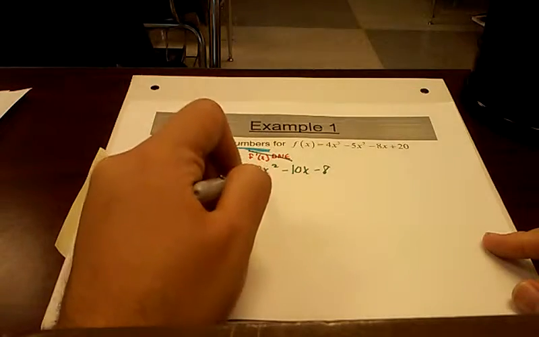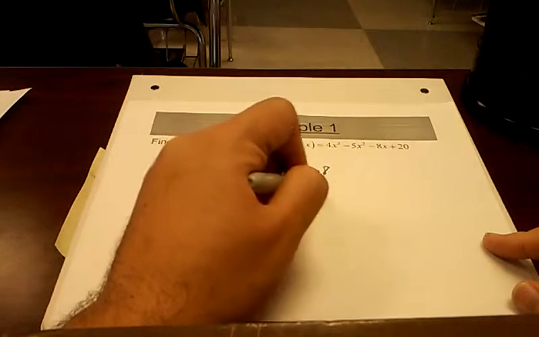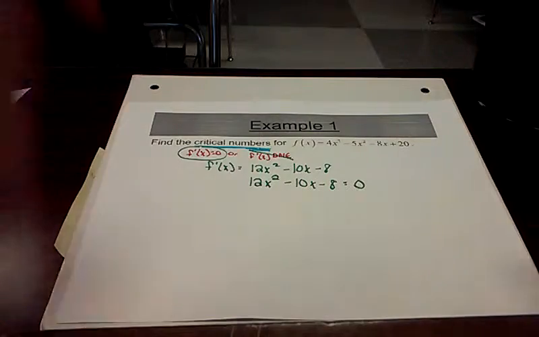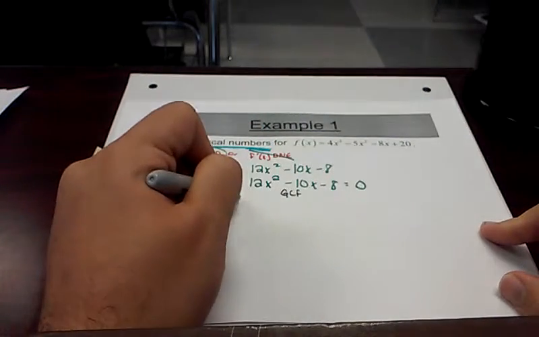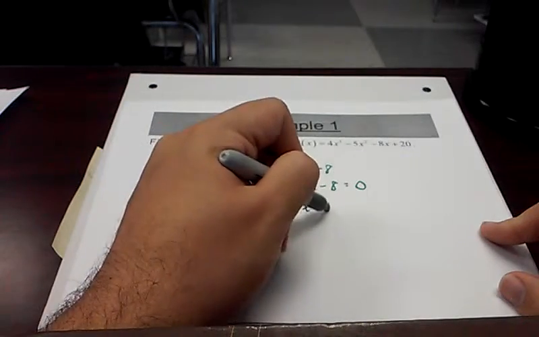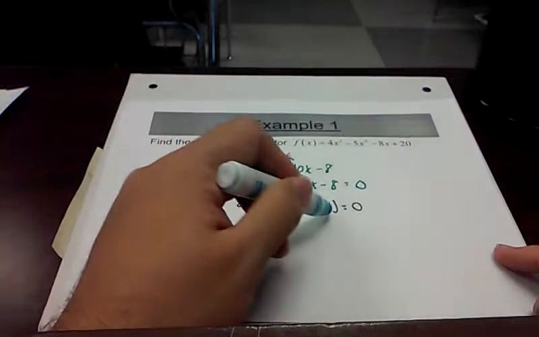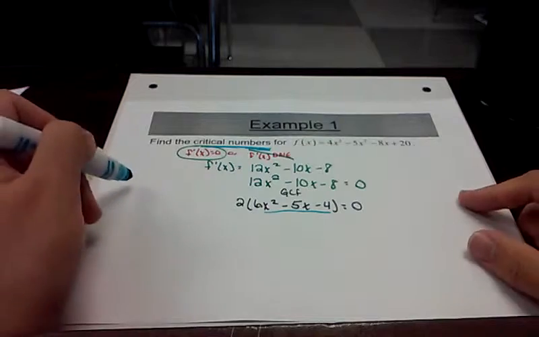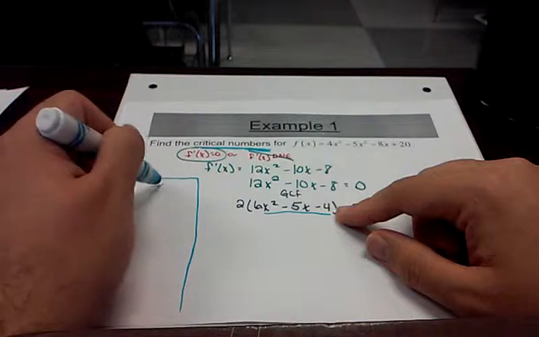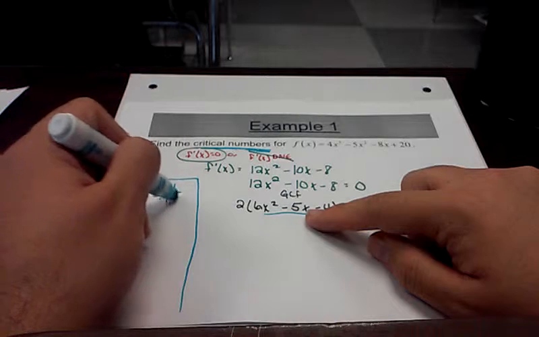We're more concerned about where the derivative is 0. So in other words, where is 12x squared minus 10x minus 8 equal to 0? Right off the bat, I noticed that there is a GCF of 2, so I'm going to factor out a 2, and that'll leave me 6x squared minus 5x minus 4. Then I want to factor this trinomial. The way I'm going to factor it is off to the side over here. Multiply the first and the last: 6 times negative 4 is negative 24. Factors of negative 24 that are going to give me negative 5? Well, that will be negative 8 and positive 3.